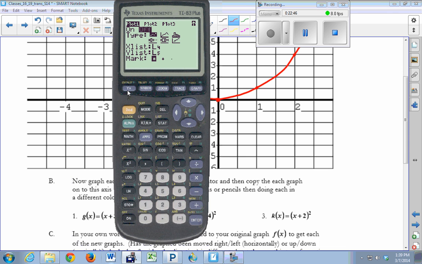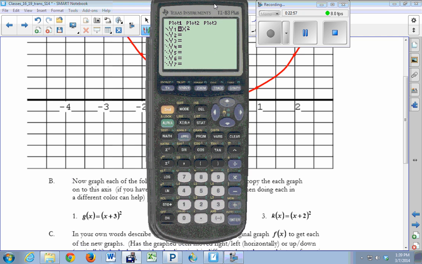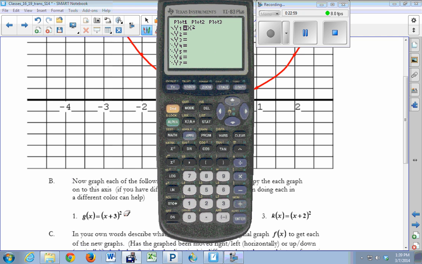And now we can see all of our stat plots are turned off. So now let's go in and put in our parent function x squared again. And now, before we even get to square our input, we're going to change our input here. So this is a little different than the graphs we just looked at, the function. So this is x plus 3 squared, okay?